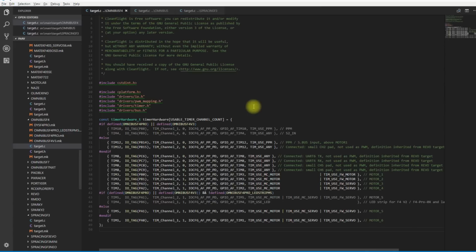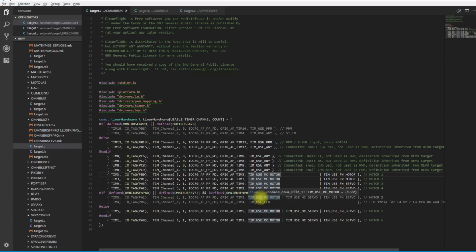For example, Omnibus F4 and motors. What we have here. Motor 1 and motor 2 are using timer 3, so they always have to have the same frequency. Then motor 3 and motor 4 are using completely different timers, so they can be configured as servos. But still, in case of multi-rotor, usually need 4 motors, so they are taken.